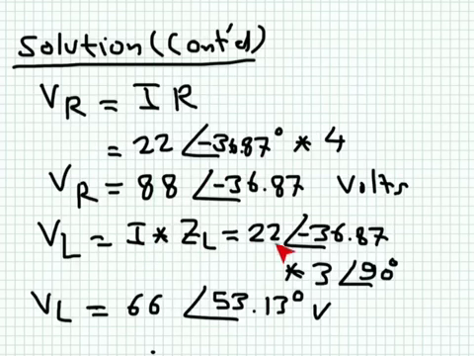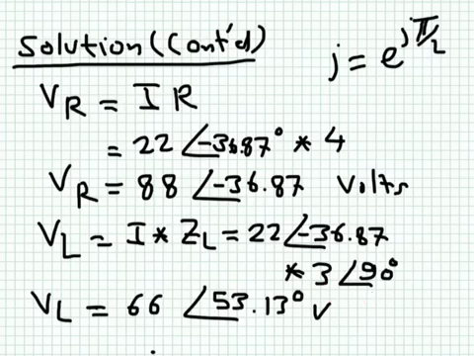Now the voltage across the inductor is I multiplied by ZL. I is equal to the one we calculated earlier, the same. ZL, remember, was j3. And I explained to you earlier that j is nothing but an angle of 90 degrees. And where did this come from? Because j is equal to e to the j pi over 2. This is one of the properties of complex numbers. So this j3, I can write it as 3 angle 90.